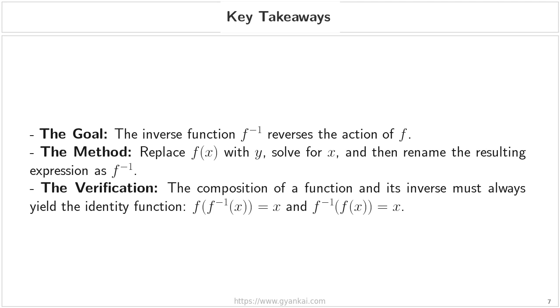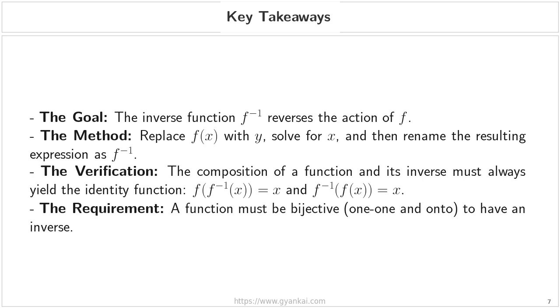Regarding verification, as we demonstrated with the temperature conversion and the algebraic problem, finding the expression isn't enough. You must ensure that the composition of the function and its inverse yields the identity function. This means that f of f inverse of x must equal x, and likewise, f inverse of f of x must also equal x. Finally, always remember the fundamental requirement we discussed at the very beginning of this session. A function can only possess an inverse if it is bijective, which means it must be both one-to-one and onto. Keep these points in mind, and you will be well equipped to handle any inverse function problem.